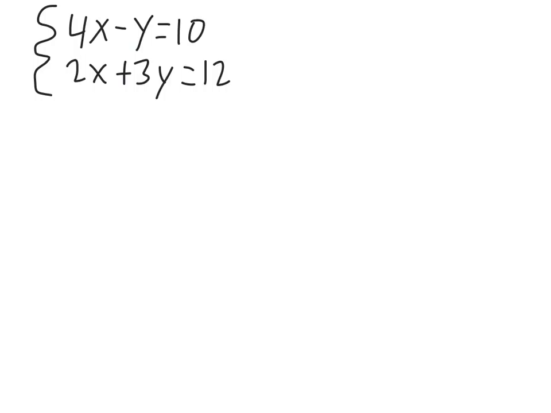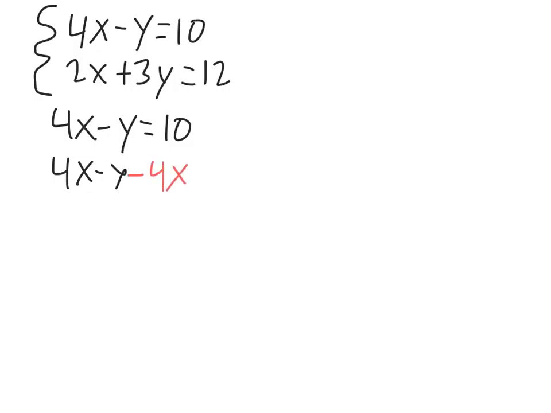So that means we have to start by rewriting the first equation: 4x minus y equals 10. Then we need to get y by itself. There are a couple different ways to do this, but the way I'd use is subtract 4x from both sides. So you say 4x minus y minus 4x equals 10 minus 4x.